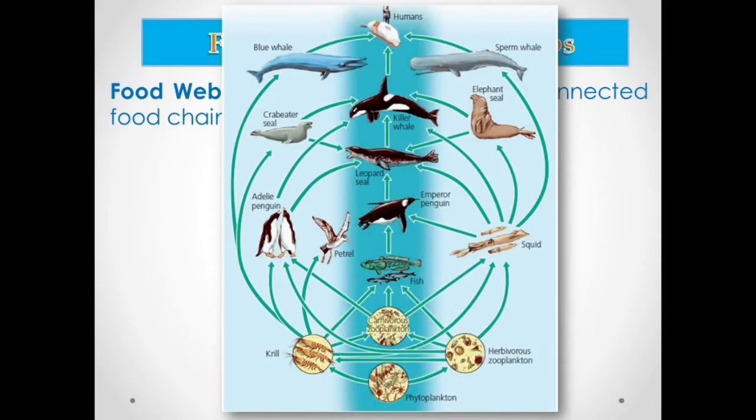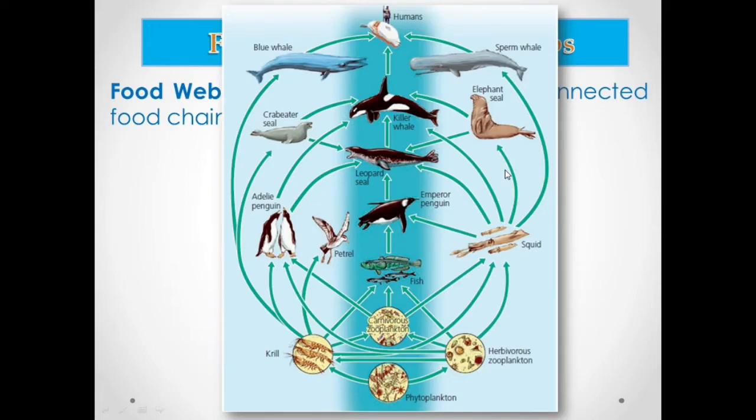So what is an example of a food web? This is what it looks like. As you can see, some organisms are eaten by, or fed on by, more than one type of organism. For example, your Adelie penguin can be fed on by the leopard seal or by the killer whale. So they are fed on by more than one type of organism, and these are interconnected food chains. Your squid, especially, can be fed on by different types of organisms. So this is what we call a food web.